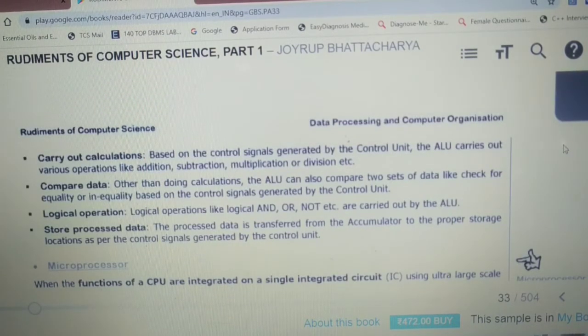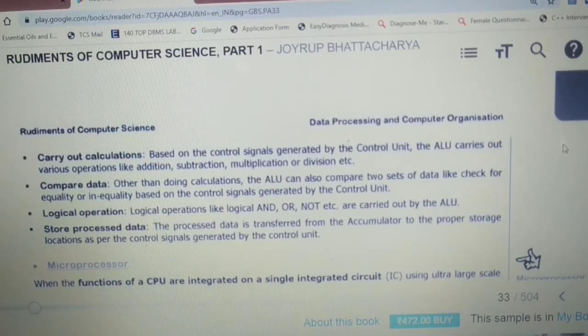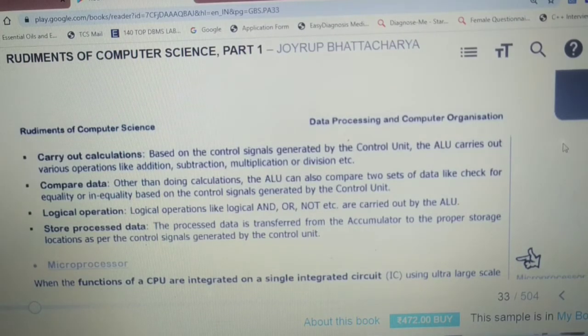The next function is to carry out the calculation based on the control signals. Why is the control signal required here? Whatever signal is being sent, through this signal it is identified whether it is an addition job or a subtraction job. Based on the control signals generated by the control unit, the ALU carries out different operations. For addition there is a different control signal, for subtraction there is a different control signal.